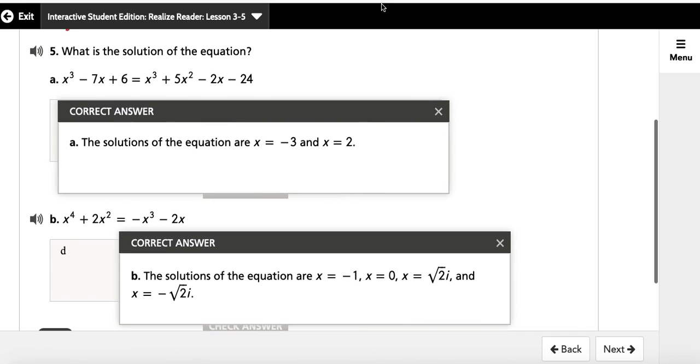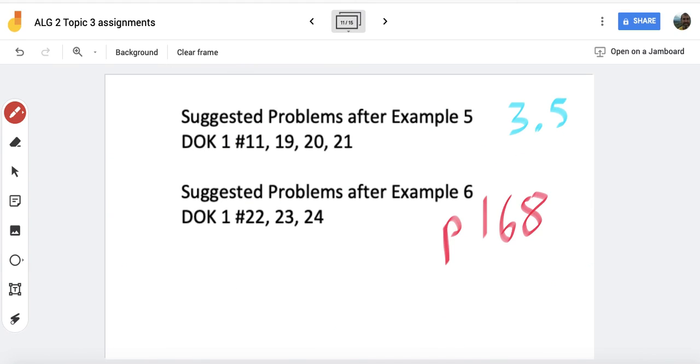Okay? You should be able to do the following problems: 11, 19, 20, and 21.